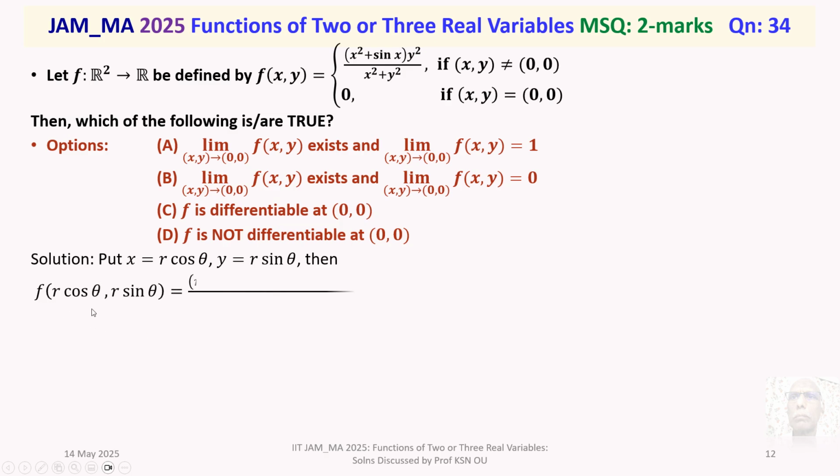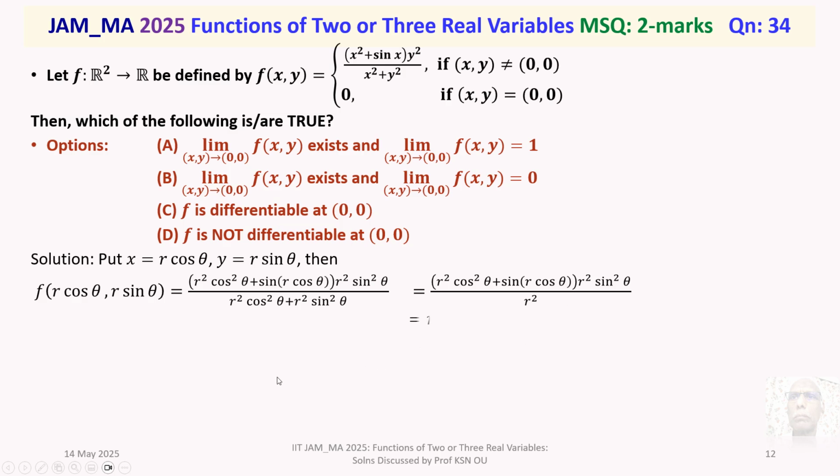Right. F of r cos theta, r sin theta. Substitute x is equal to r cos theta and y is equal to r sin theta in this. So if you substitute, you will get r square cos square theta plus sin of r cos theta, whole into r square sin square theta by r square, which cancels. So this is r square cos square theta sin square theta plus sin of r cos theta into sin square theta. Right. Now take the limit.